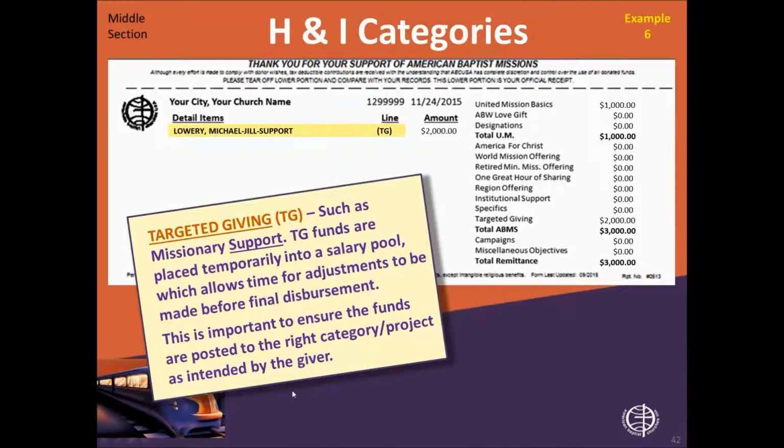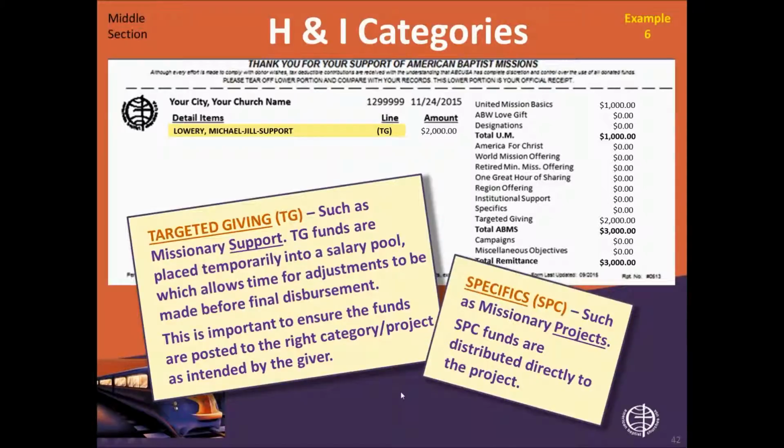Let's look at the difference for a moment between targeted giving and specifics. Targeted giving, such as missionary support, is funds placed temporarily into a salary pool, which allows time for adjustments to be made before the final disbursement. This is important because it gives a little bit of leeway to ensure that the funds are posted to the right category and project as intended by you, our givers. Specifics, however, are actual missionary projects, and specific funds are distributed directly to the project.